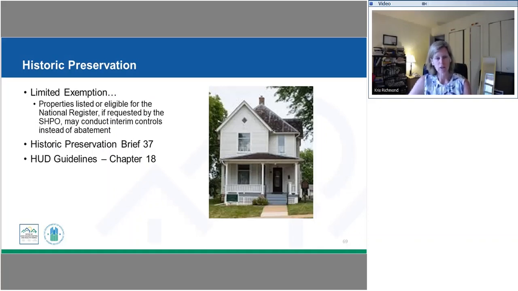If you find that you're in this situation, we do have a couple of different references that you should refer to if you're working with historic properties. That's Historic Preservation Brief 37, as well as the HUD guidelines. You want to look in particular at Chapter 18 of those HUD guidelines, and we have links to the HUD guidelines at the end of this chapter in the resources.